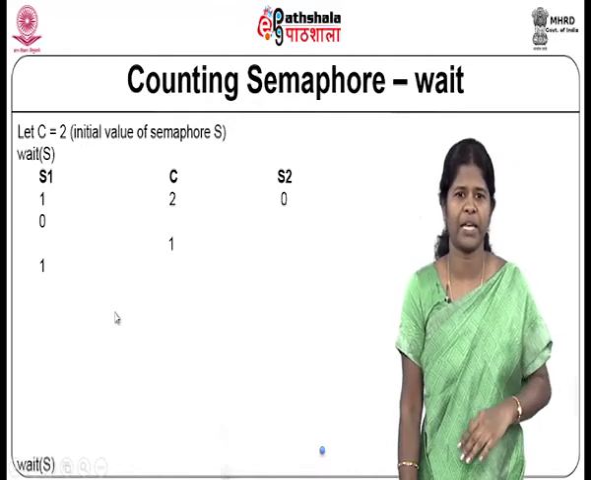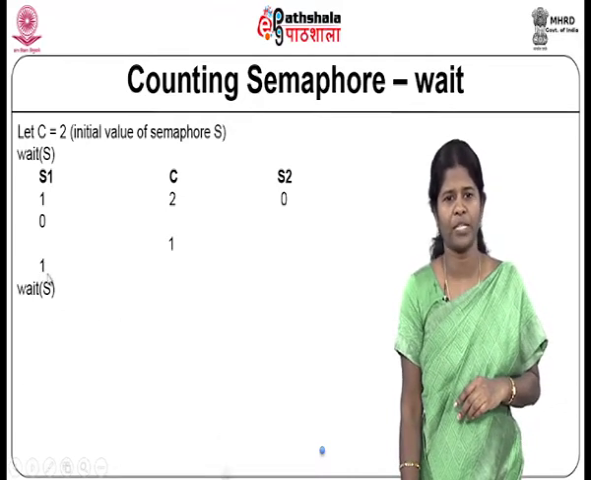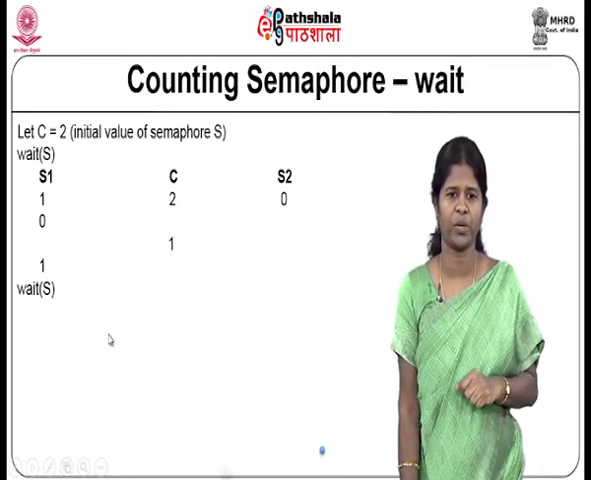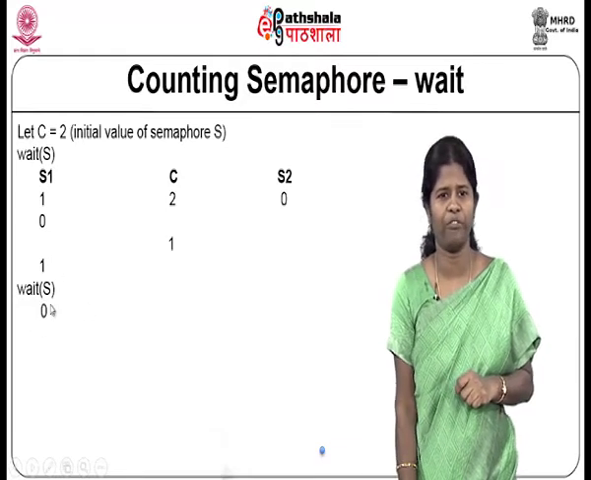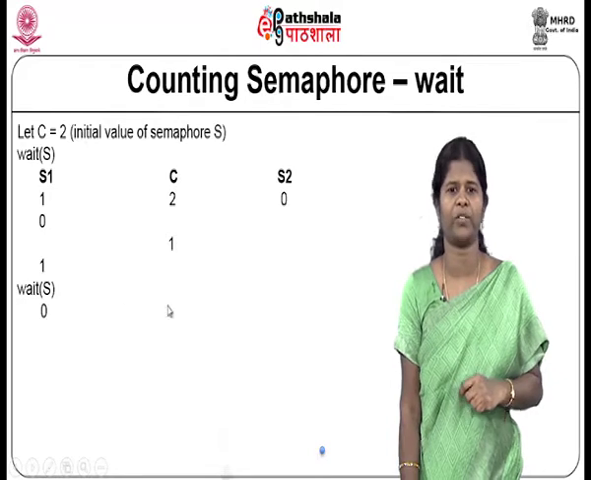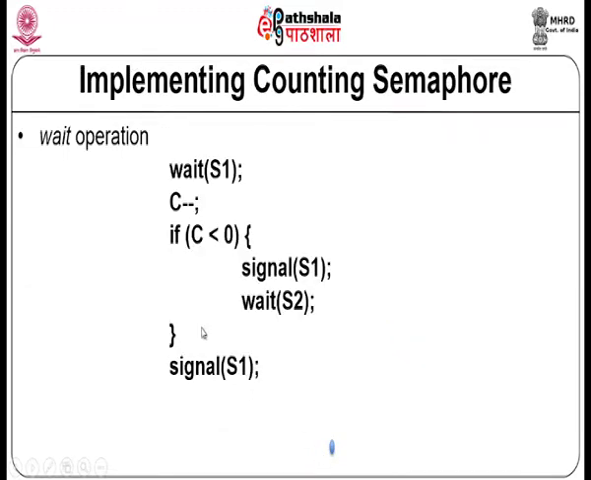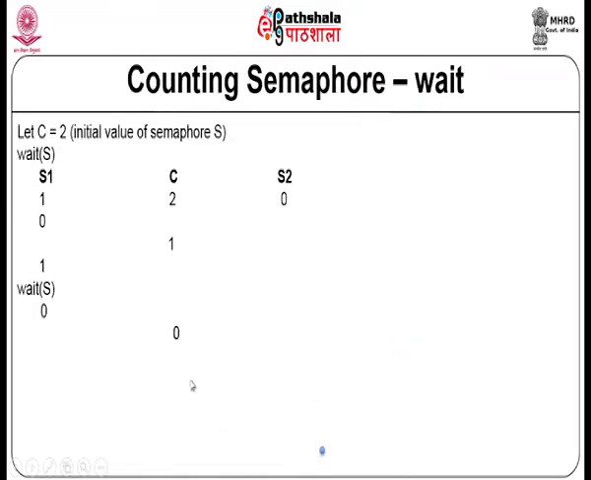Now if another process again executes wait of S. So what does it do? The value of S1 is now 1, the value of C is 1, value of S2 is 0. So wait on S1 will decrement the value of S1, it will become 0. It will decrement the value of C, C becomes 0, and the algorithm checks if the value of C is less than 0. The value of C is not less than 0. So, it just signals S1 and comes out. And now the first process which executes this wait can enter the critical section or can access the resource. The second process which executed this wait can also access the resource.